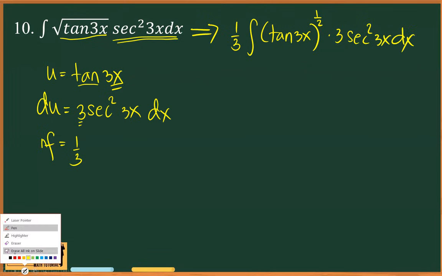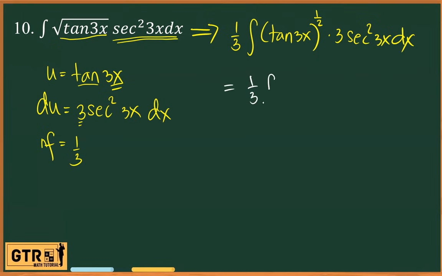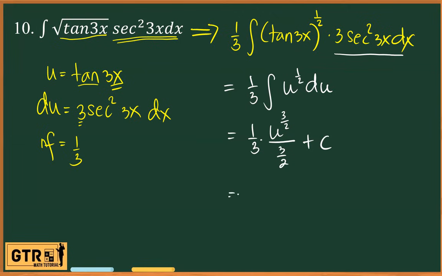Okay? So that it is now in the form 1/3 integral of tangent 3x, so that is our u, so that is u raised to 1/2, and then 3 secant squared 3x dx, so that is our du. Okay? So therefore, the answer is 1/3 times the integral of u to the n du. So just add 1. So we have u to the 1/2 plus 1, that is 3 over 2, over 3 over 2 plus c. So therefore, simplify.